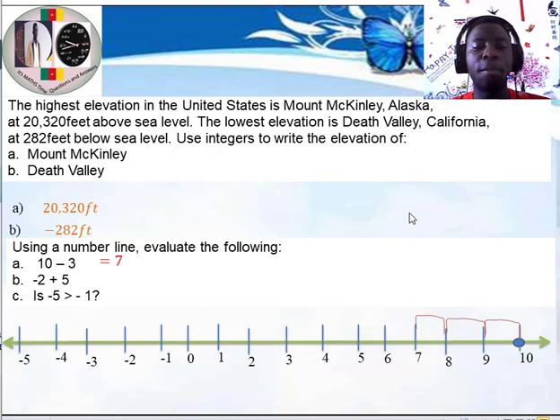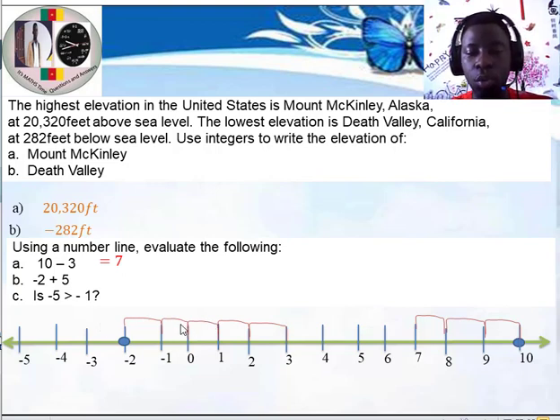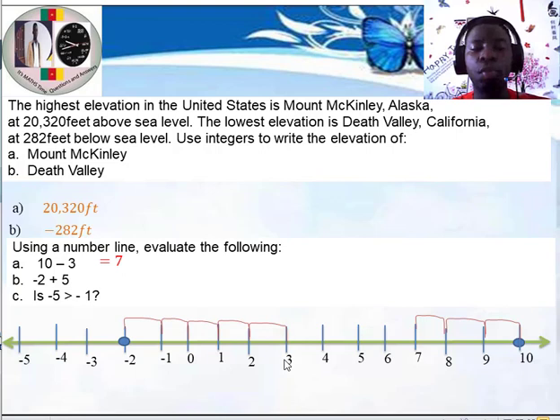Okay, now the B part says that we should perform minus 2 plus 5. What is the first number? The first number is minus 2, so we plot our minus 2 there. We are adding. Addition means we should increase. Increasing means we should go to the right of the number line. So how many times are we going to the right? 5 times. So from minus 2 we have 1, 2, 3, 4, 5 times to the right. And when we move 5 times to the right, we will end at 3. Therefore minus 2 plus 5 is 3.